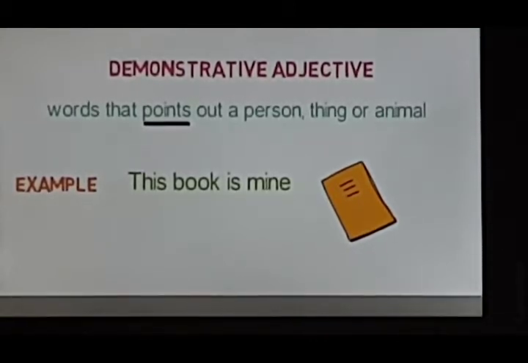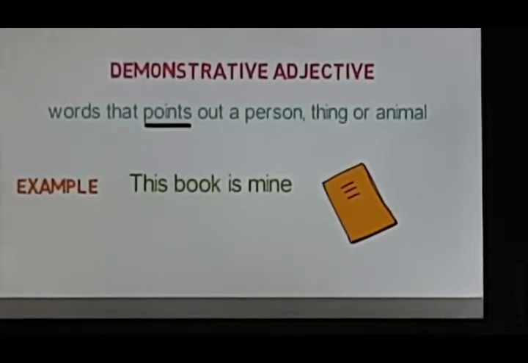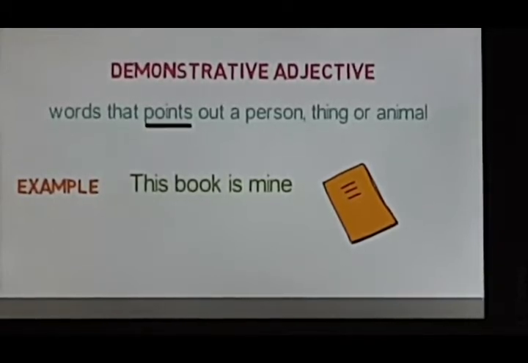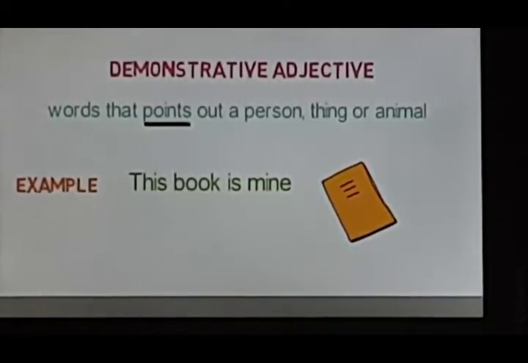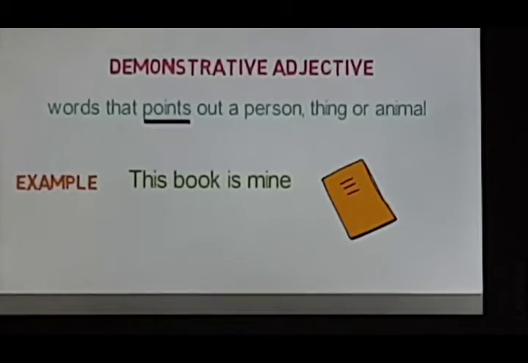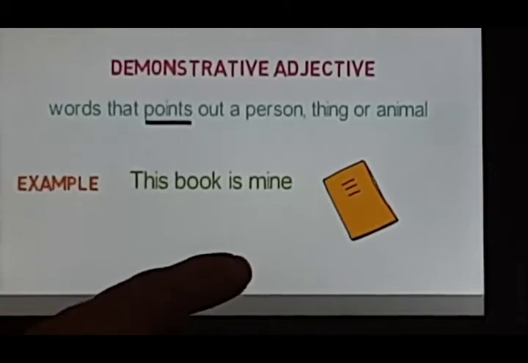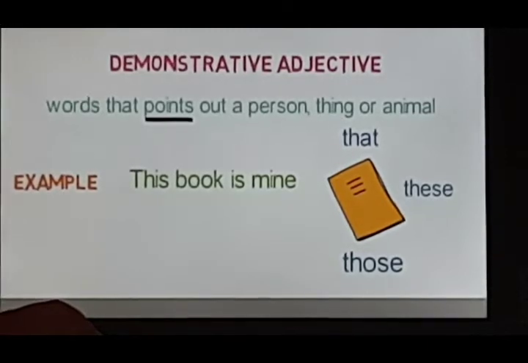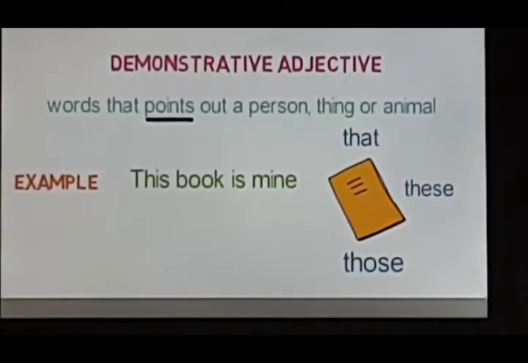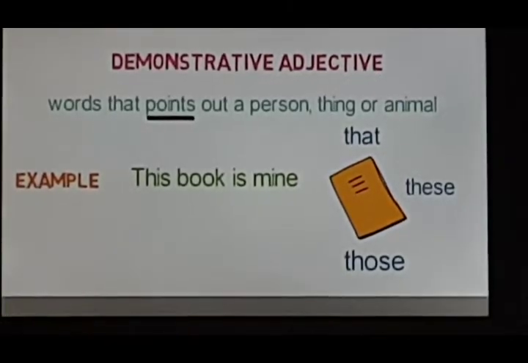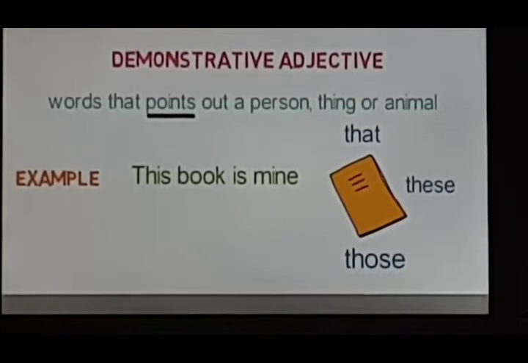Words that point out a specific person, thing, or animal are demonstrative adjectives, or they answer the question which one. This boy, this book. So these words which point out a specific person or thing are demonstrative adjectives. Like, this book is mine, or that book. See the difference between this and that. This is used for an object which is near, and that is used for an object which is quite far.